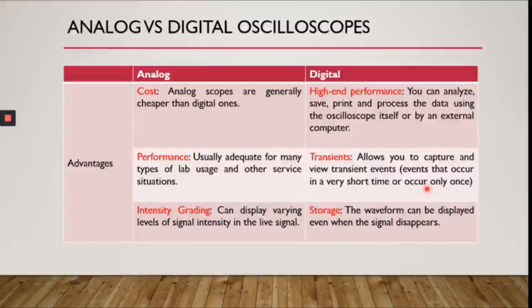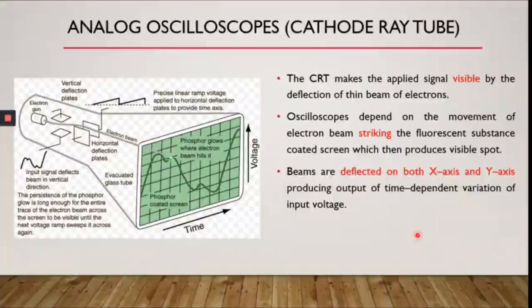So because it samples the data, you can capture the transient effect. And because the data is stored for a digital oscilloscope, the waveform can be displayed even when the signal disappears. When you measure, if the signal suddenly disappears, you can still recreate the image from the samples that have been taken earlier. So these are a few of the comparisons between the two.